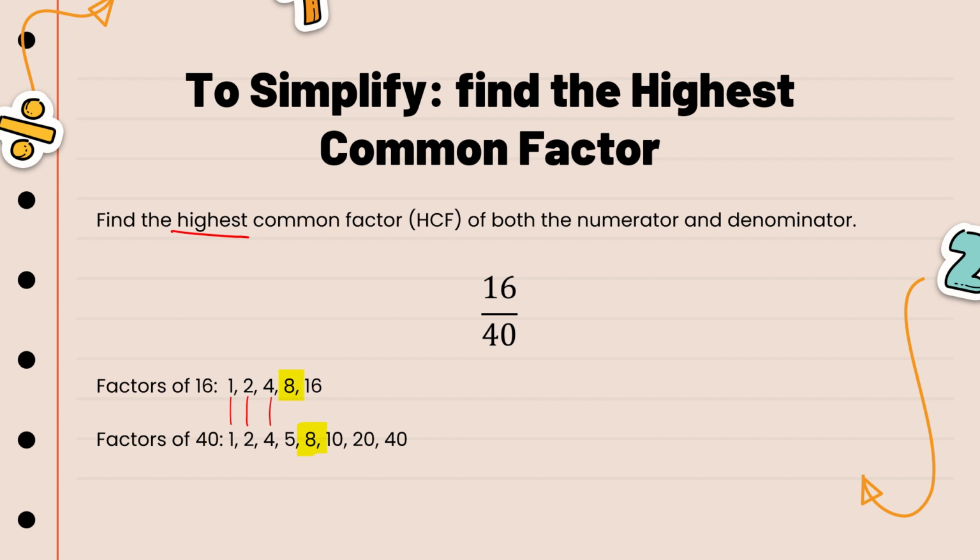Once we find that highest common factor, we're going to divide both the numerator and the denominator by that factor. So we would have 16 divided by 8 and 40 divided by 8. After we work that out, we have received the simplest form of this fraction, which is 2/5.